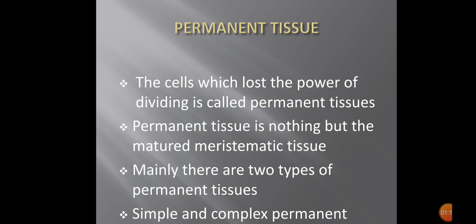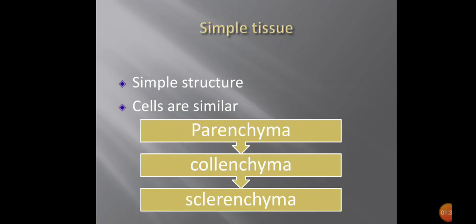Right? The process of taking up a permanent shape, size and a function is called as differentiation. So permanent tissues are nothing but matured meristematic tissues. So mainly there are two type of permanent tissues. Let us see that. The two type of permanent tissues are simple and complex. Simple tissue and complex tissue. Now let us see about the simple permanent tissue.